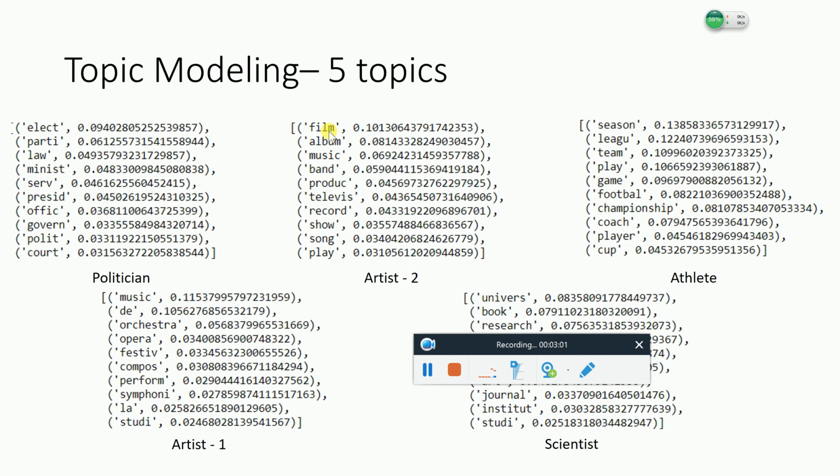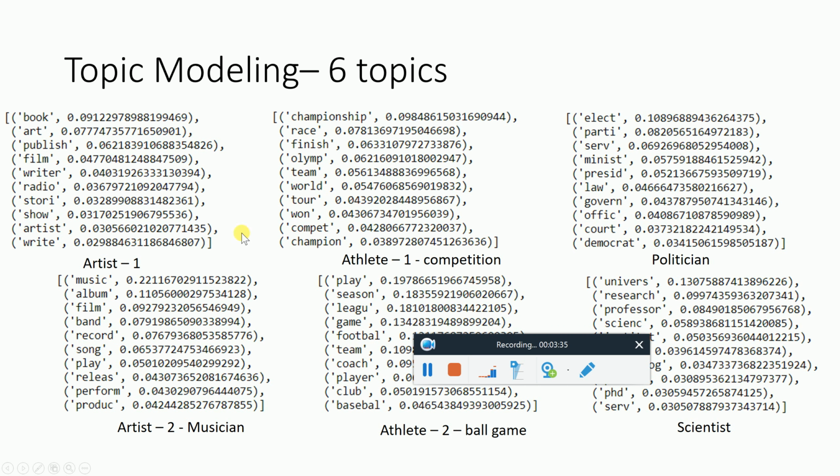However, if we increase one more topic, we find the artists right now have 2 topics. So you can see film, music, and in here we also see the music. So the music appears twice in different topics, and maybe there are some differences. Like this artist 2 was a musician, and artist 1 was a part of the artist, but it is unclear because we can see the music was shared by both of the topics.